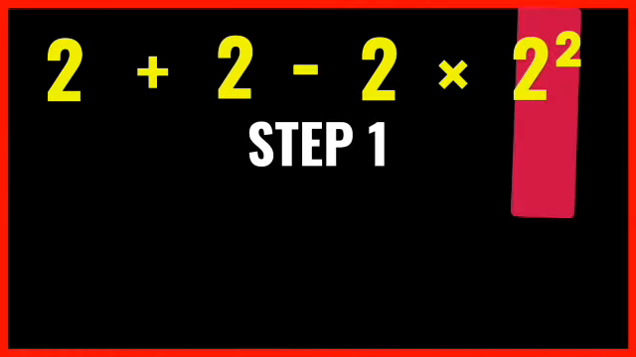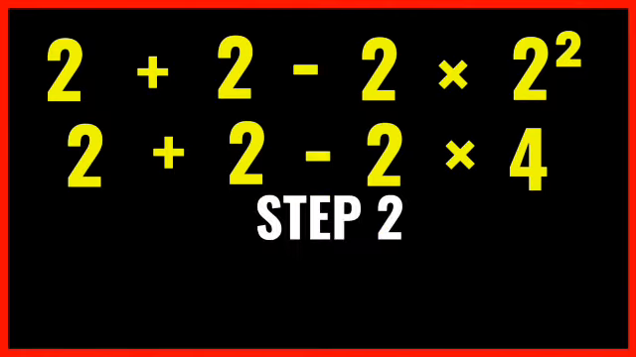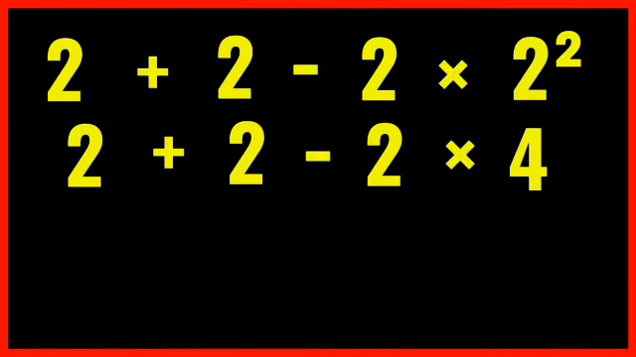Step 1. Exponents come first. 2 squared equals 4. Step 2. Next up is multiplication. 2 times 4 equals 8. Step 3. Now, addition and subtraction have equal priority, so we move left to right.